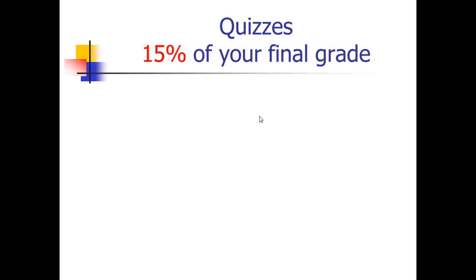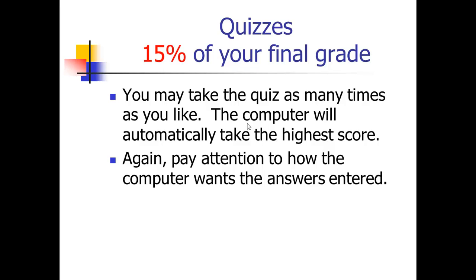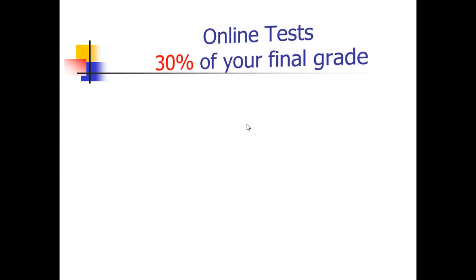Another 15% of your grade will come from quizzes. Quizzes cover 2 or 3 of the homework sections. You can take the quiz as many times as you like. The computer will automatically take the highest score. If you elect to retake a quiz, you must rework the entire quiz. Again, pay attention to how the computer wants the answers entered.